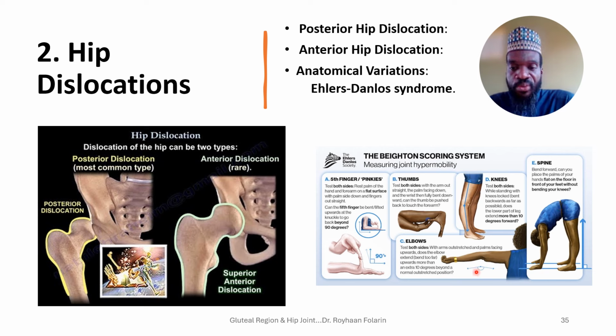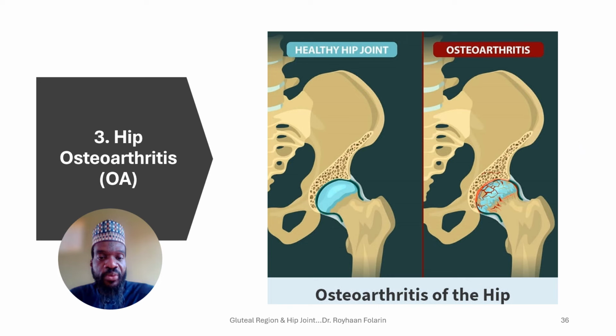The elbows also, to test both sides, the arms are usually outstretched and the palms facing upwards. In this case, you will see that the upper limb is not entirely straight. It's giving an angulation on the external, on the dorsal surface. These are the hypermobility signs that you find in patients with Ehlers-Danlos syndrome. So these are amongst the anatomical variations.